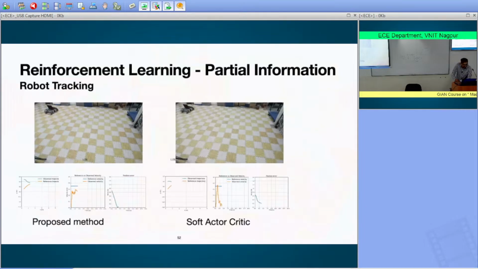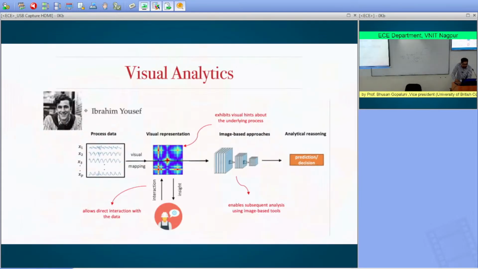This is also an example by Shuyan where he's trying to get his robot to track a certain path. Again, we have only provided partial information to the reinforcement learning algorithm. Ibrahim Youssef is another PhD student. He's going to be graduating in a month. He worked on what I would call visual analytics. We are probably one of the first to do this type of work.